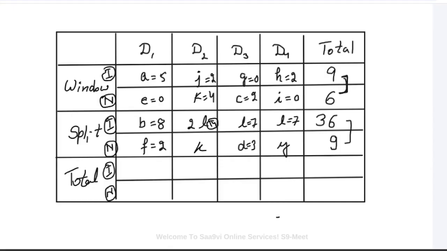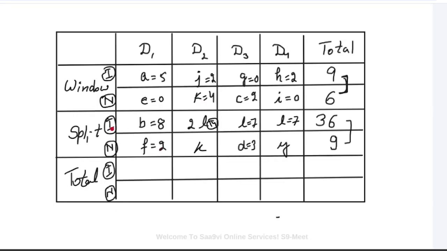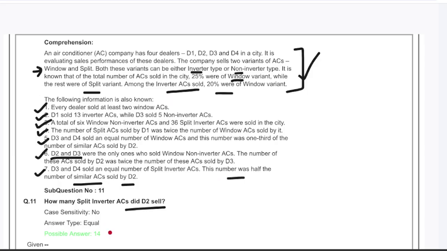And the question number 1. How many split inverter AC did D2 sell? Split inverter AC D2 will sell, that is 14. This number 2L was equal to 14, because L we got 7. That is the answer. The next question we have.